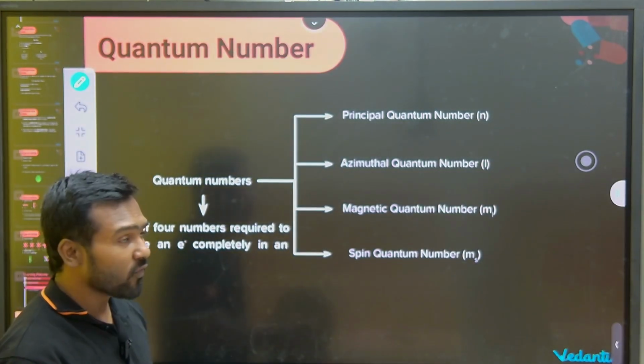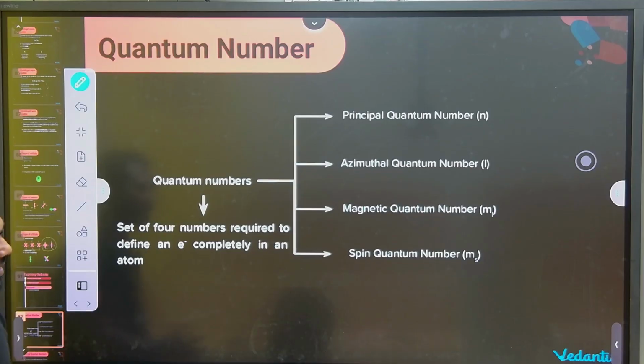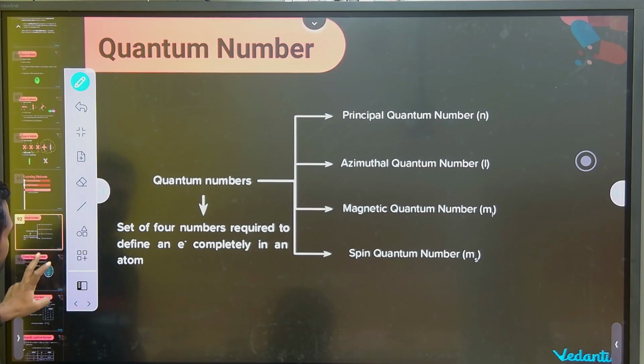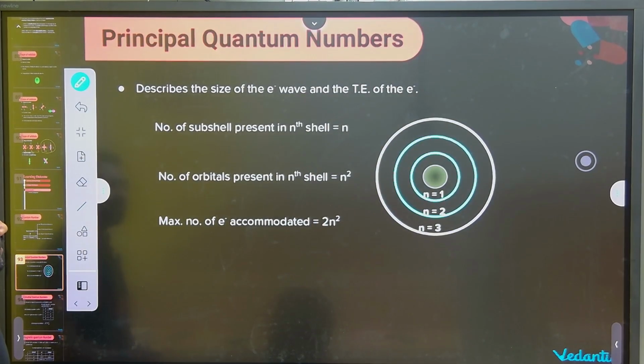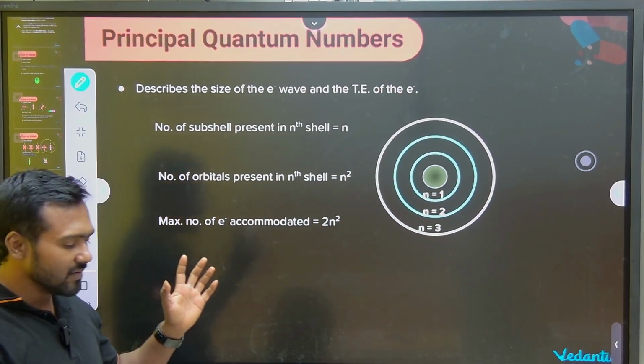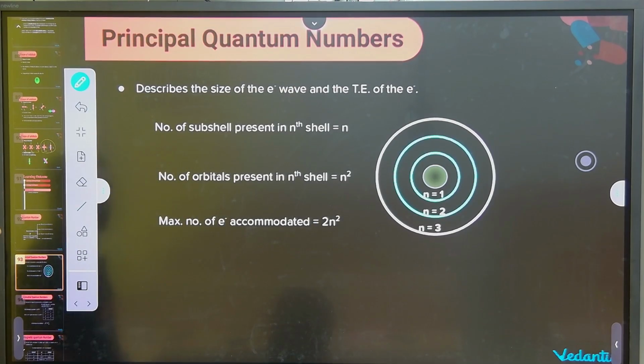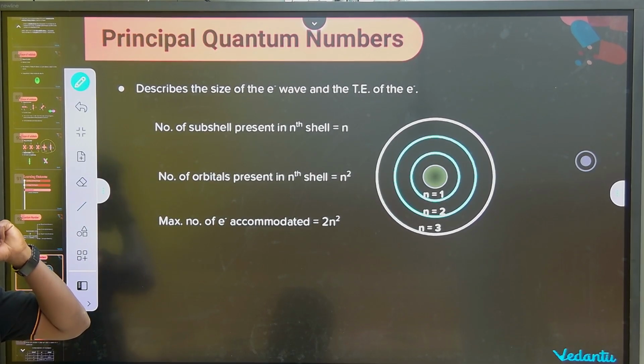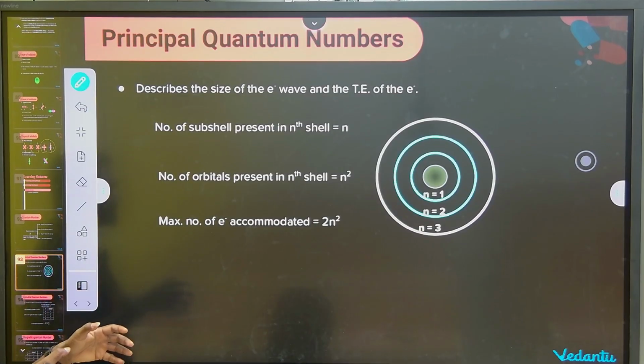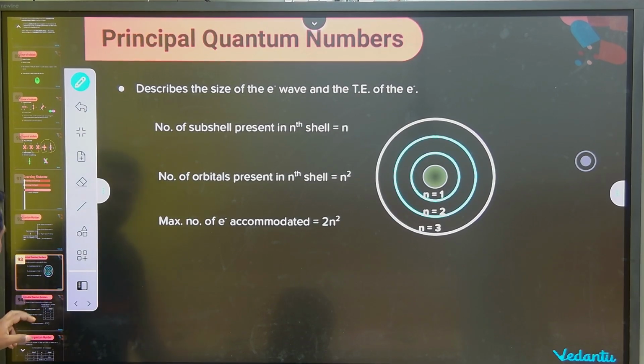Next, we have a total of 4 quantum numbers: principal, azimuthal, magnetic, and spin quantum number. These explain the complete atom. The principal quantum number explains the energy of the electron. The number of subshells in a shell is equal to n, the number of orbitals is n square, and the maximum number of electrons that can be accommodated in a shell is 2n square. If you remember the 2n square formula, it will be very easy.